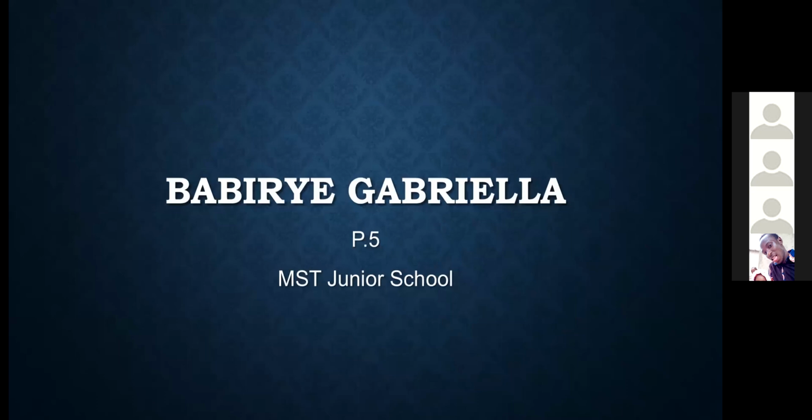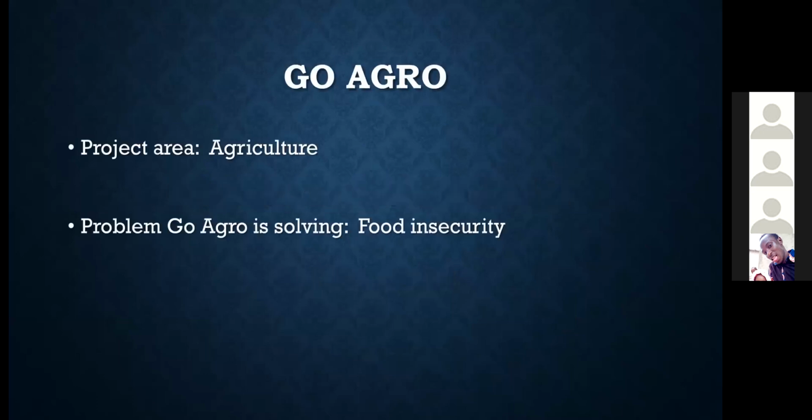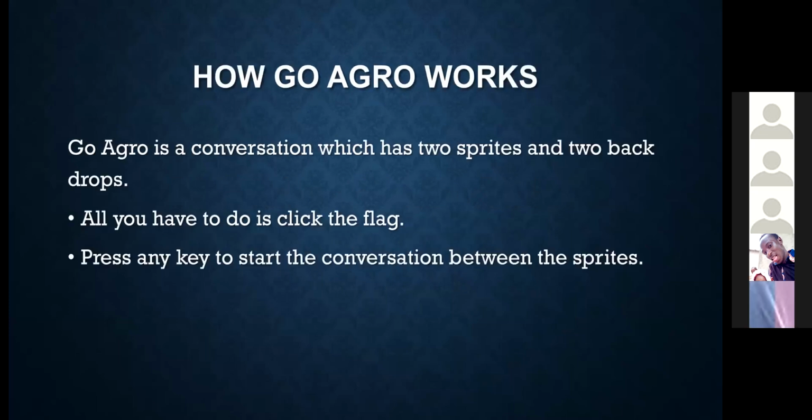Good afternoon, everyone. My name is Baile Gabriela. I'm in primary 5 at MST Junior School. The name of my project is called Go Agro. Project area: agriculture. The problem Go Agro is solving is food insecurity. Food insecurity is when a person doesn't have enough money to buy food. How Go Agro works: Go Agro is a conversation which has 2 sprites and 2 backdrops. All you have to do is click the flag. Press any key to start the conversation between the sprites.